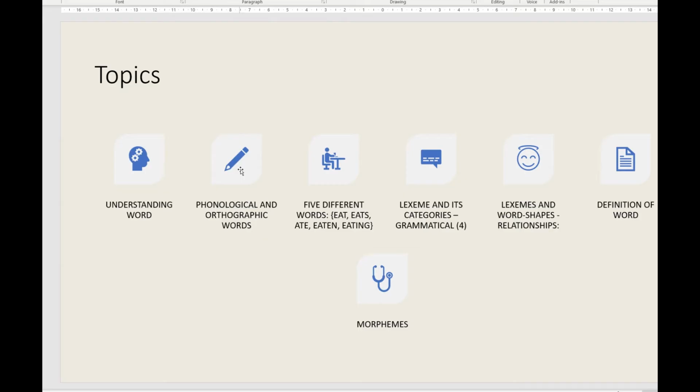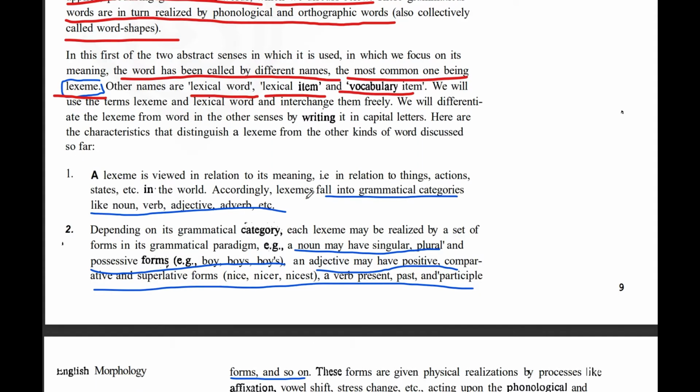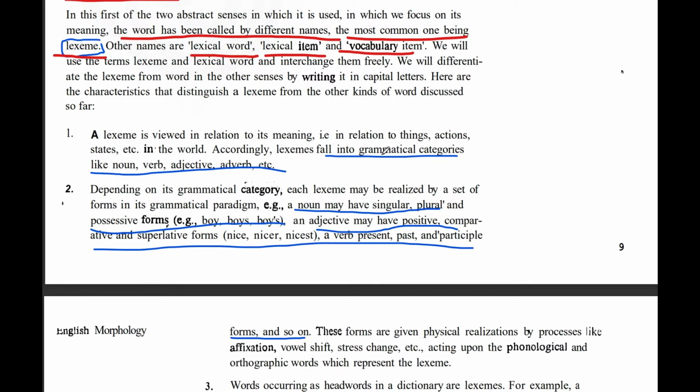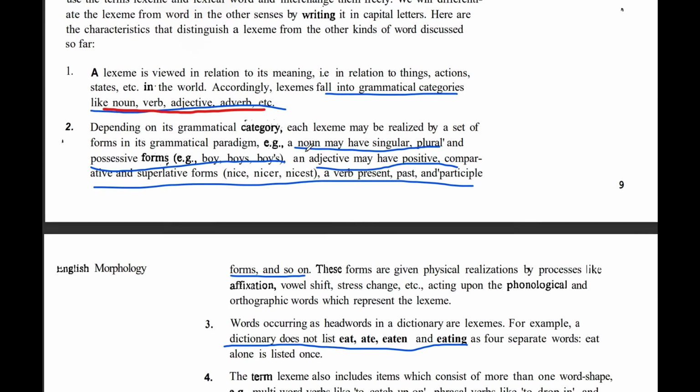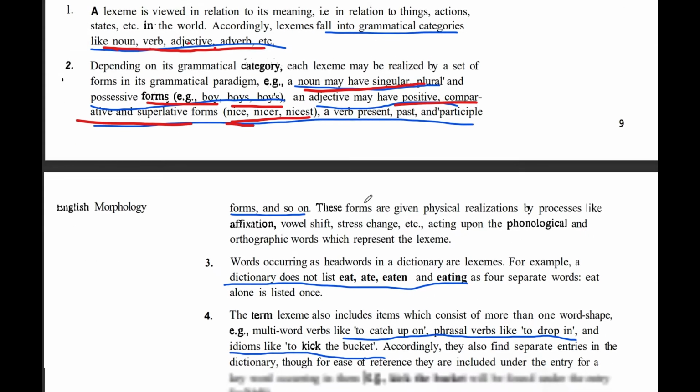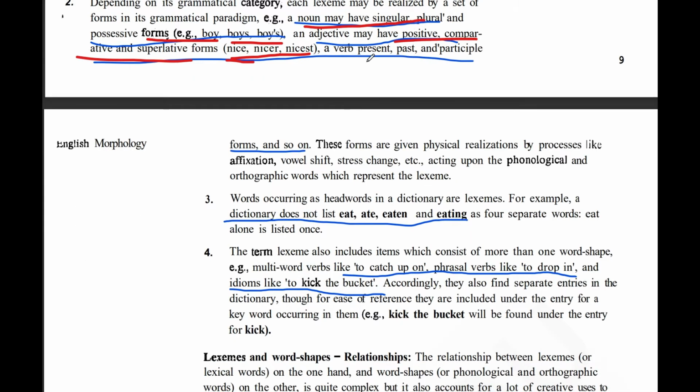Till now, we have understood what a word is, what a phonological and orthographic word is. We saw the 5 different words, eat, ate, and all of these. Now we will come to lexeme and its 4 grammatical categories. So a lexeme can come into all grammatical categories, including noun, verb, adjective, adverb, etc. Then it may come into singular, plural, like boy and boys, or it may have a positive, comparative or superlative form like nice, nicer, nicest, right?